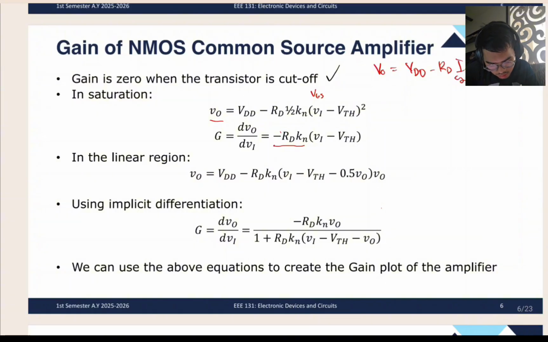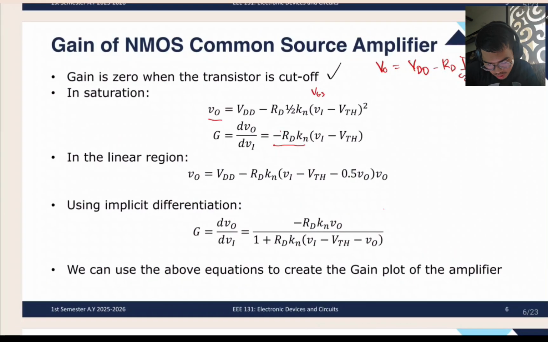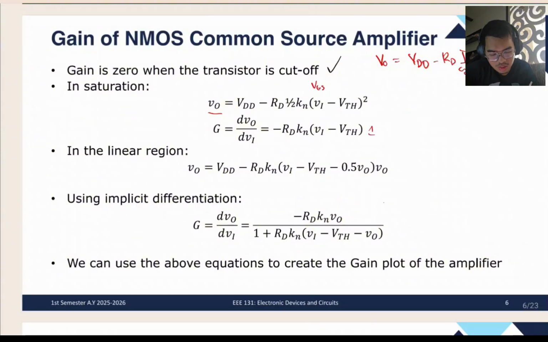We're not taking the derivative of VTH, so the chain rule is just 1. That's why it's negative. So for the saturated part, our gain is given by this expression.